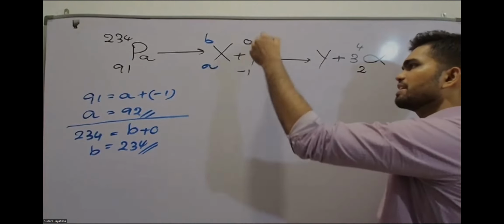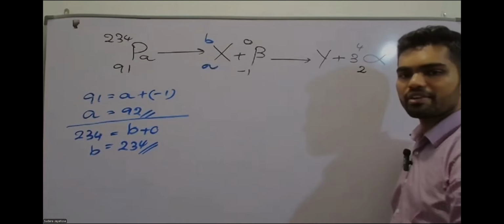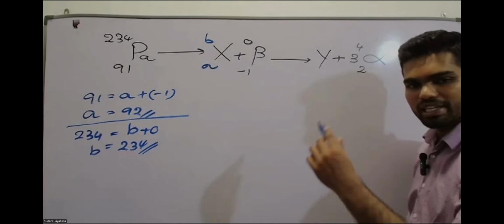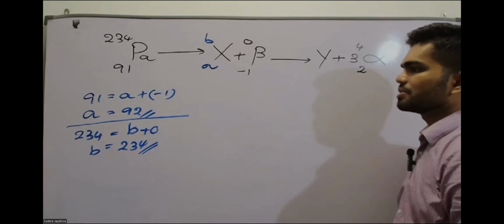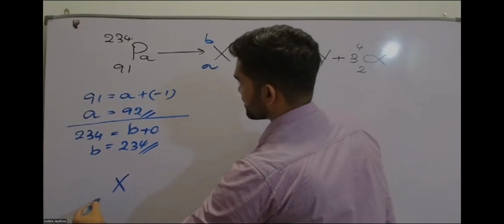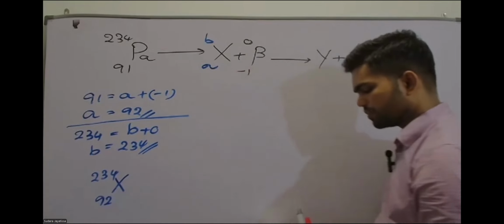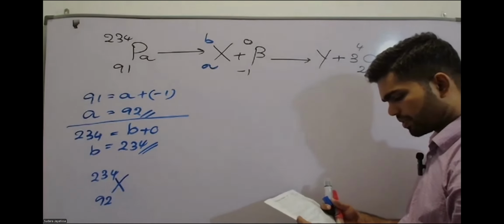So if you remove a beta particle, then your atomic number, the proton number, is going to be increased by 1. Remember that one? Beta emission, like that. So X is going to be 92, 234.